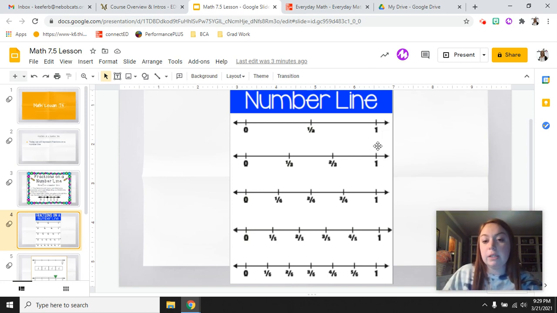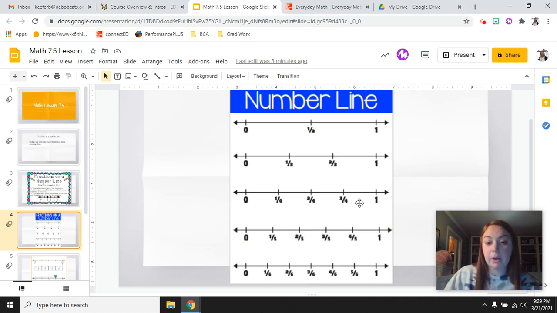Same thing down here. You have 0 and 1, but then you have 1/3 and 2/3. But not pictured, this would be 0/3, because if you have 0/3, you have 0, then 1/3, 2/3, and then what would the 1 be? It would be 3/3, because 3/3 is 1 whole.